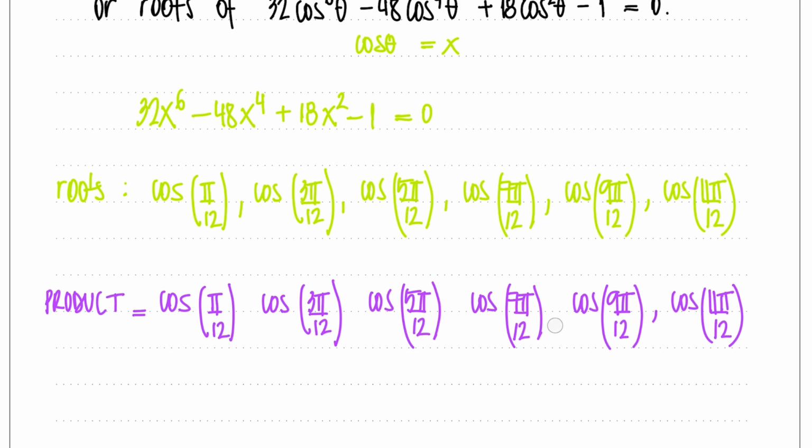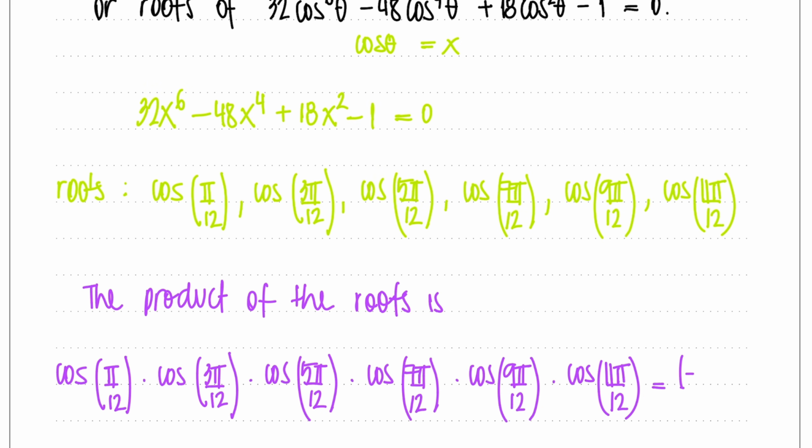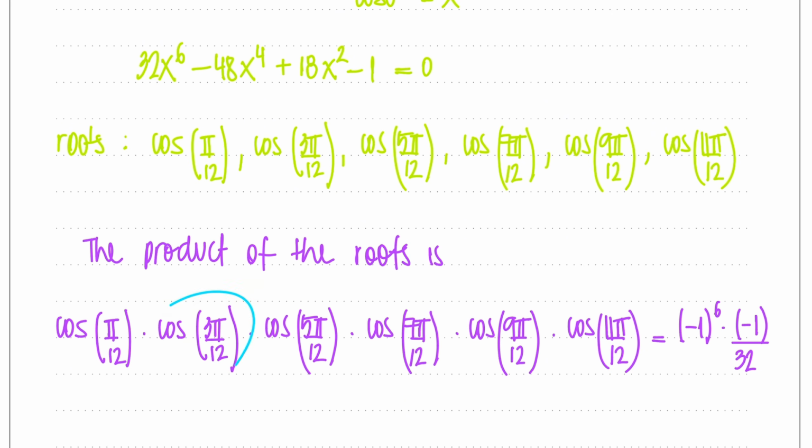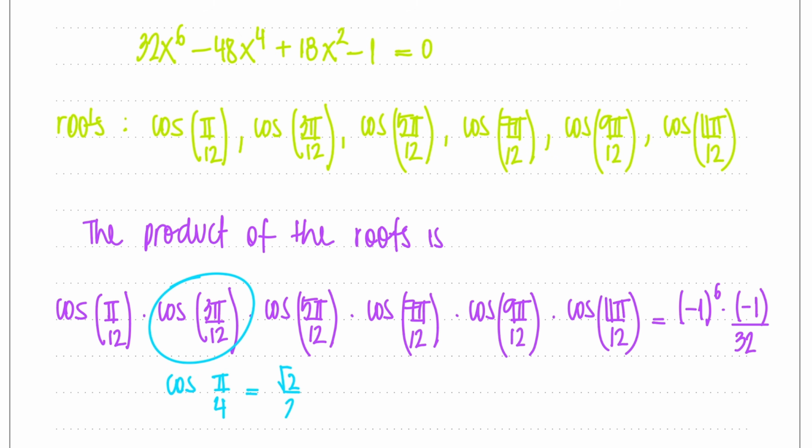All right, so what is the product of these roots? The product, which is the product of all of these roots, is equal to -1 to the 6th times -1, which is the constant of the polynomial, over the leading coefficient, which is 32. There are two more things that we need to substitute, two more values. Cosine of 3 pi over 12 is cosine of pi over 4. It's the same thing, which is root of 2 over 2.